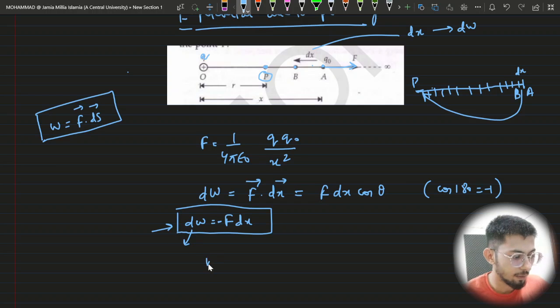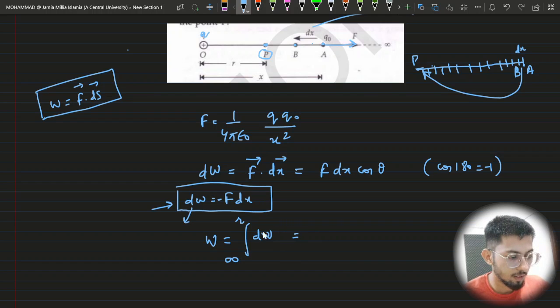So that would be the whole work done, right? And how do we find that? Integral of dW. From infinity, we want to move it to R, to point R. These are called the limits of the integral. We need to move from infinity to R.